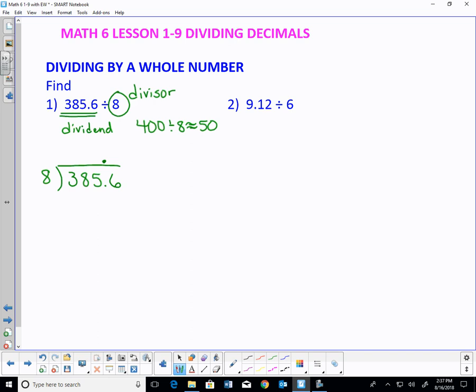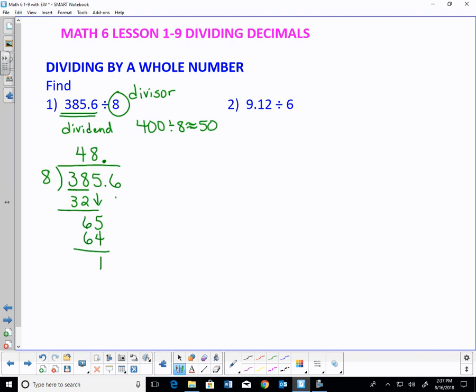The next thing I'm going to do is think to myself, how many times will 8 go into 3? Well, it won't go into 3, so I'm going to leave that blank. How many times will 8 go into 38? 8 will go into 38 4 times, because 8 times 4 is 32, so I'm going to put a 4 above my 8. 8 times 4 is 32. 38 minus 32 is 6. Bring down my 5. Now how many times will 8 go into 65? Well, I know that 8 times 8 is 64. So I'm going to put an 8 here, and 8 times 8 is 64. 65 minus 64 is 1.